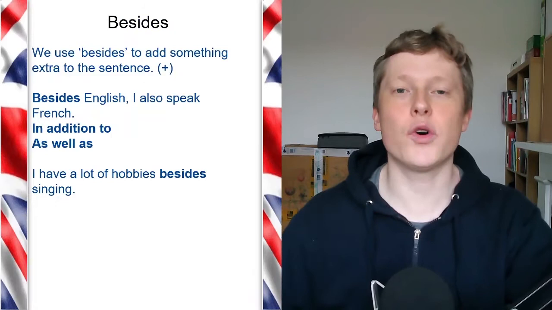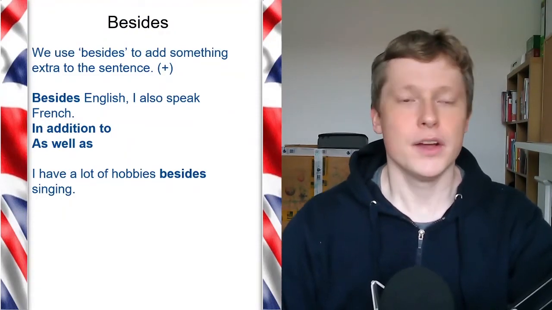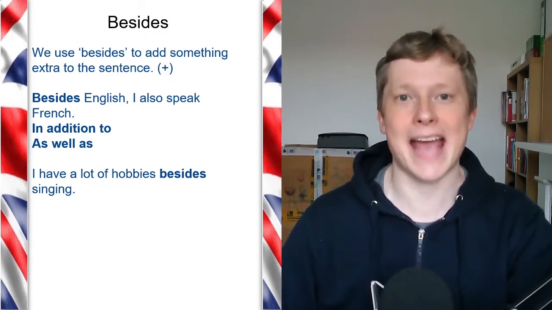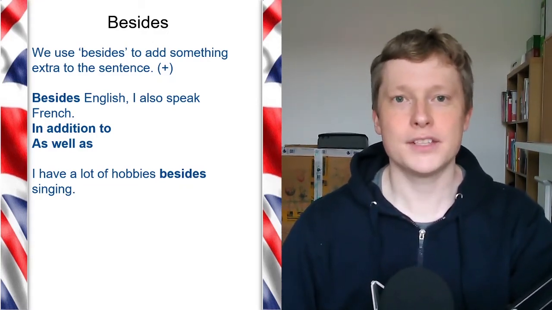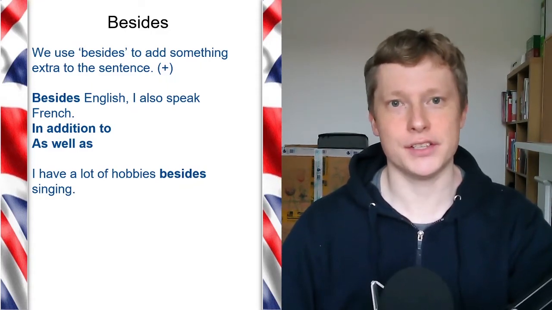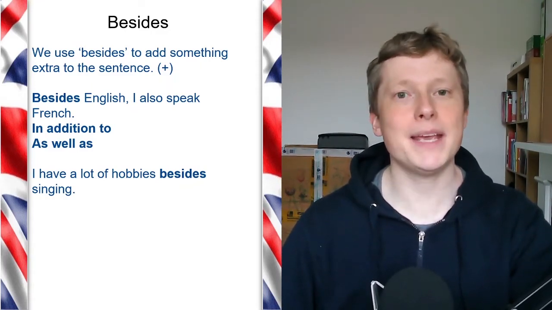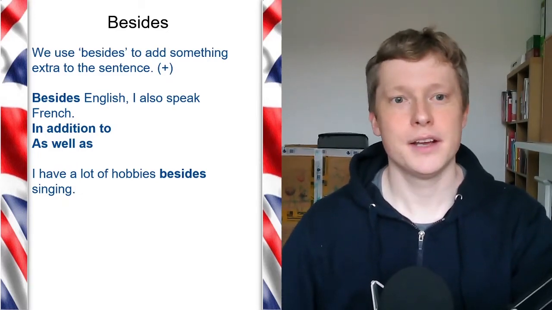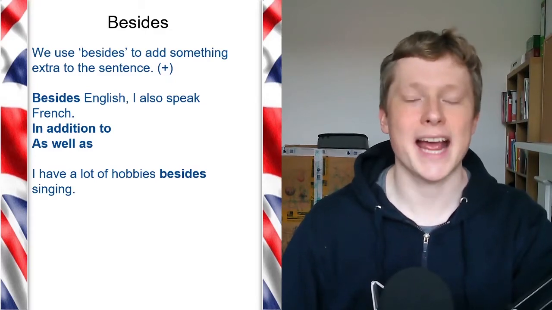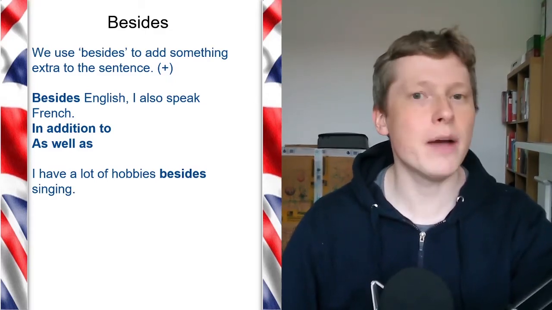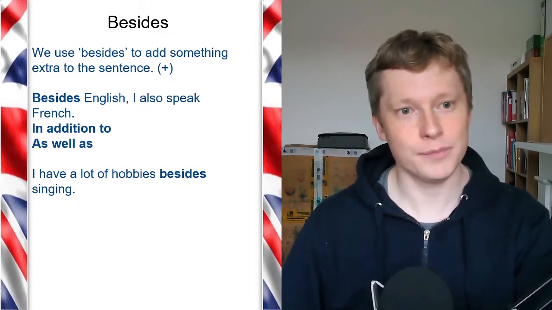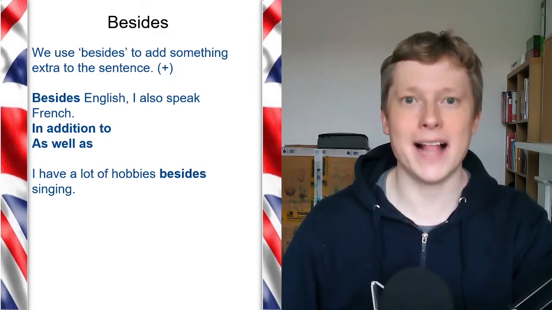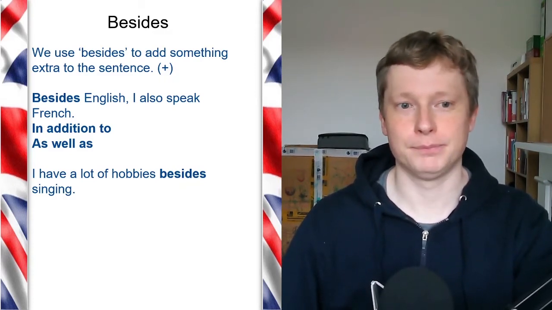So first of all, let's talk about besides. So what does besides mean? Besides means that we are adding something extra to the sentence. So this is in addition to the other things in a sentence. Let me give you an example. Besides English, I also speak French. So this means that I speak English and French. So here we could also say in addition to and as well as. In addition to English, I also speak French, or as well as English, I also speak French.